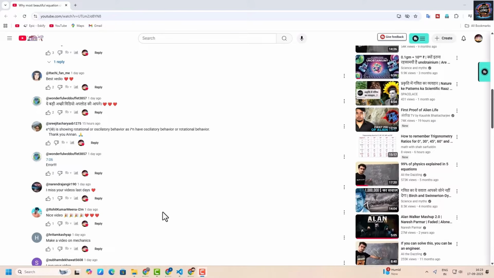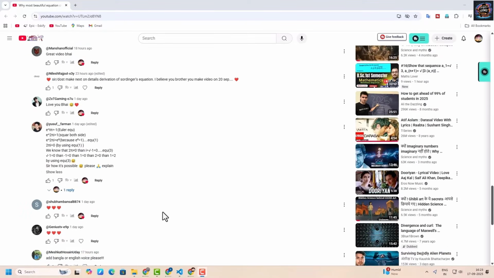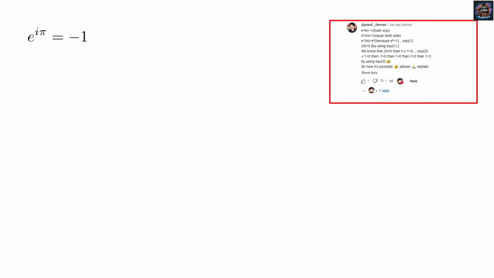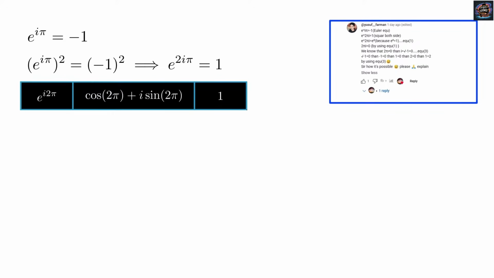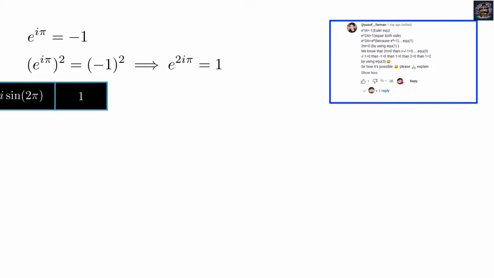Now look, the question asked in the comment section also starts with this very identity. e raised to the power iota pi equals -1. Now what did we do in the next step? We squared both sides, so e raised to the power iota pi, the whole squared, equals (-1) squared. So what will this become? e raised to the power 2 iota pi equals 1. Well, this statement is also absolutely correct because the square of -1 is 1, and in complex numbers, e raised to the power iota 2 pi is cos 2 pi plus iota sin 2 pi, and if you put in the values, you'll get 1.